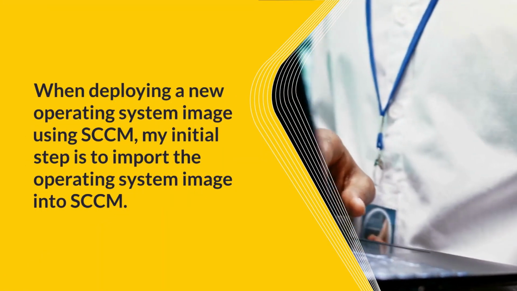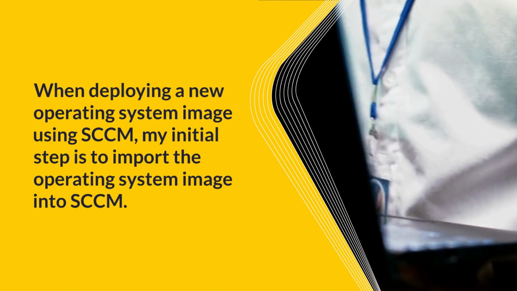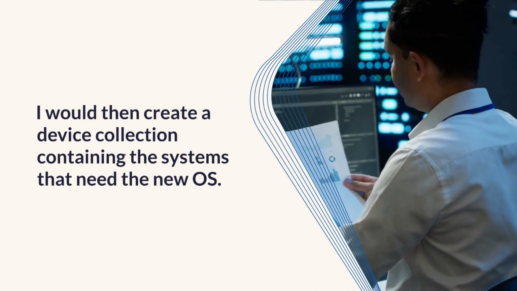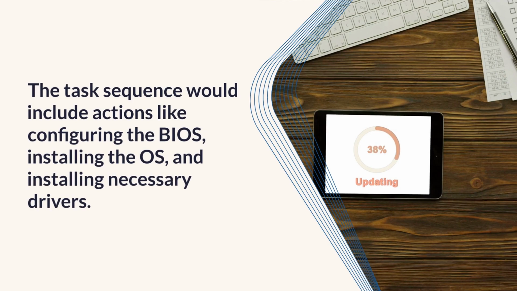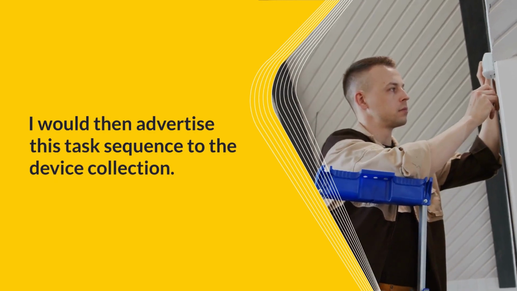24. If tasked with deploying a new operating system image, describe your approach using SCCM's capabilities. When deploying a new operating system image using SCCM, my initial step is to import the operating system image into SCCM. I would then create a device collection containing the systems that need the new OS. Next, I would generate a task sequence that contains the instructions for deploying the OS. The task sequence would include actions like configuring the BIOS, installing the OS, and installing necessary drivers. I would then advertise this task sequence to the device collection.